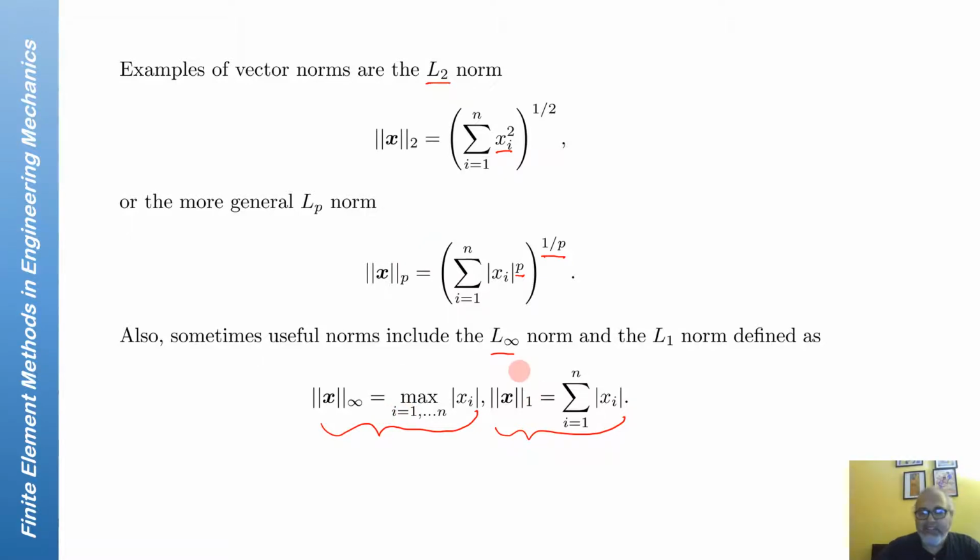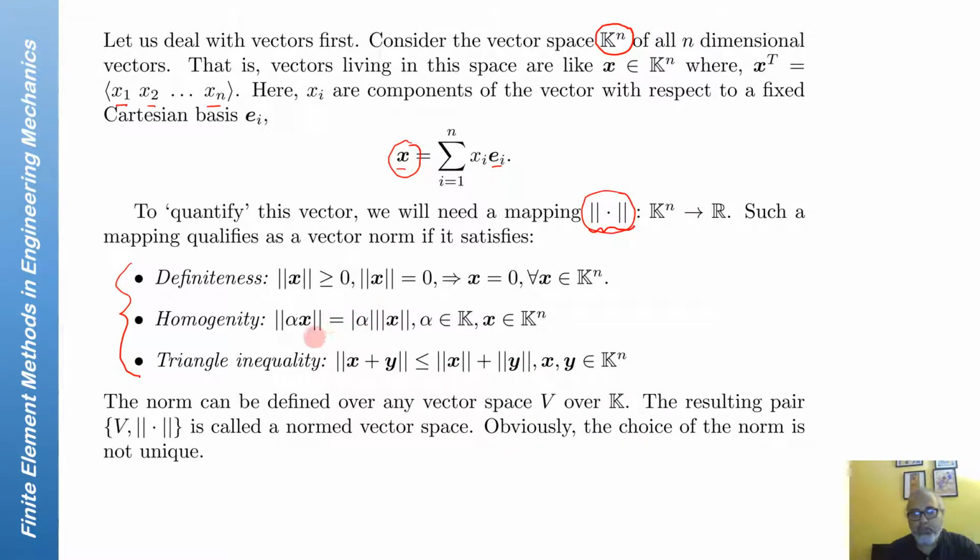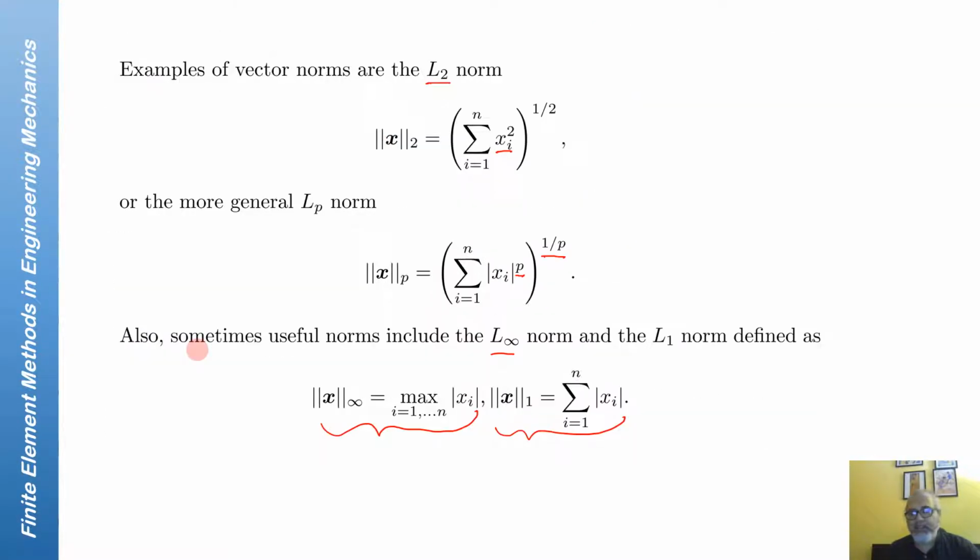These are legitimate norms because they obey these three basic rules. But they are very different in spirit, and under different circumstances we will have to use different kinds of norms. Many a time we will use this L2 norm, and the idea of a norm is very intimately related to the idea of inner product that we also define for a vector space between two vectors in that space.